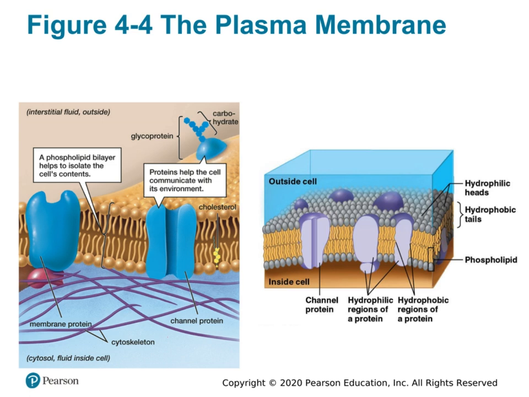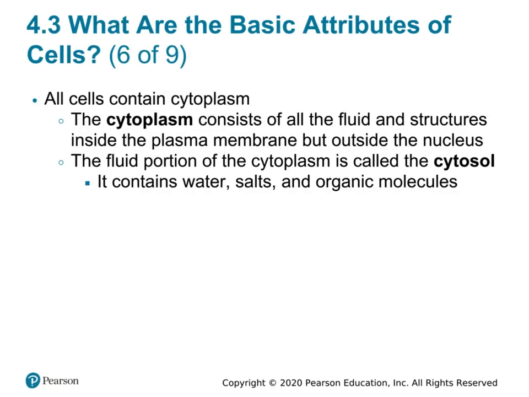And embedded throughout are proteins like channel proteins and carriers and receptors. And they're generally attached to something on the outside or inside to provide the cell structure. All cells also contain, on the inside, cytoplasm, and that contains the fluid and the structures inside the plasma membrane, but also outside the nucleus.